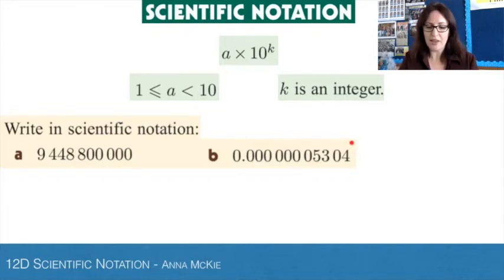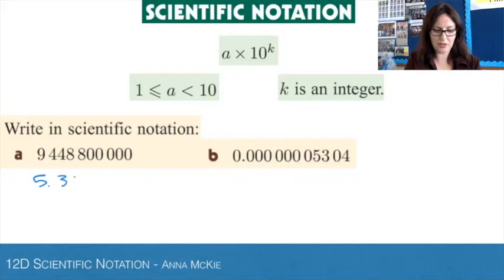To understand, often with scientific notation, the thing that tricks people is: is it a positive power or a negative power? And positive powers imply big numbers, and negative powers imply small numbers. Just going to work you through how else to think about this number. So technically, it's the number 5.304 divided by a number with lots of zeros. Now, how many zeros would that be?